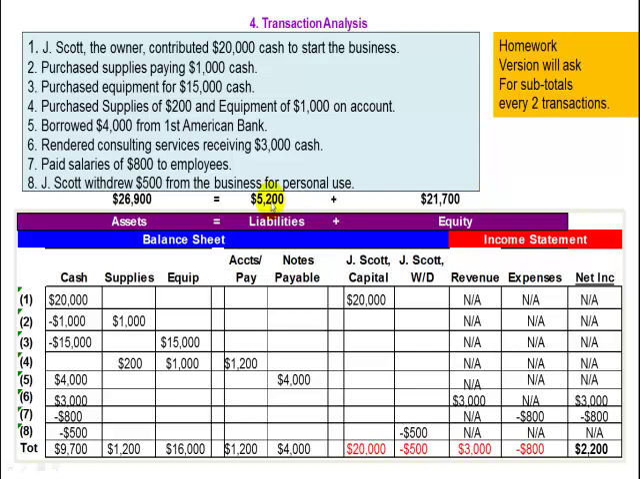So 5,200 plus 21.7 is the right side, and that should equal the asset side, which is 26.9. And I believe we're done.